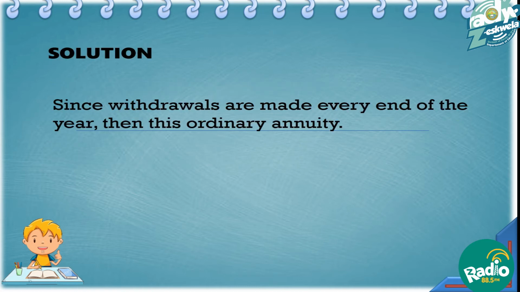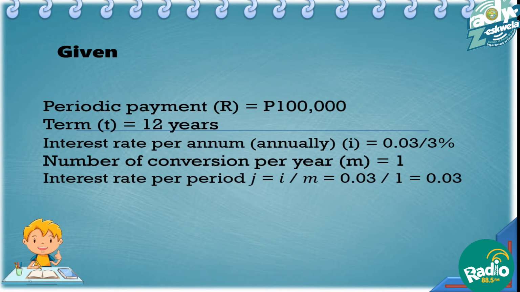Since withdrawals are made at the end of every year, then this is an ordinary annuity. The present value is 100,000. Term is equal to 12 years. Interest rate per annum is 0.03. Number of conversions per year is 1 since it is annual. Interest rate per period, so that is J is equal to I over M and that is 0.03 divided by 1 and that is equal to 0.03.